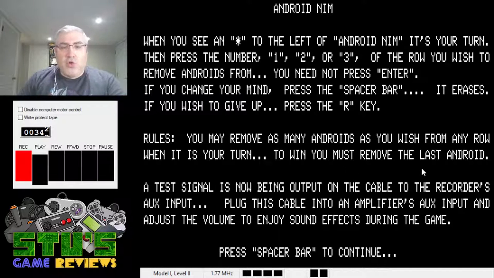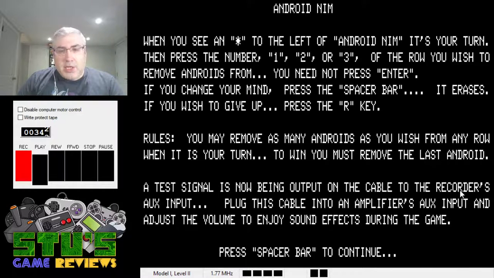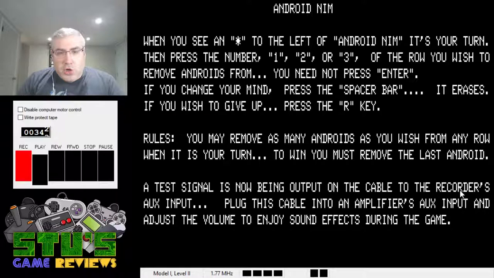All right. So Android NIM. When you see a star on the left of Android NIM, it's your turn. Press the number 1, 2, 3 in the row you need to remove Androids from. If you change your mind, press the spacer bar. It doesn't even call it the space bar. It's the spacer bar. And it erases. If you want to give up, press R. You remove as many Androids as you wish from any row, and it is your turn. To win, you must remove the last Android.